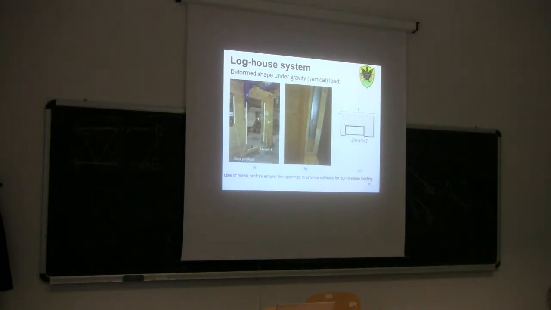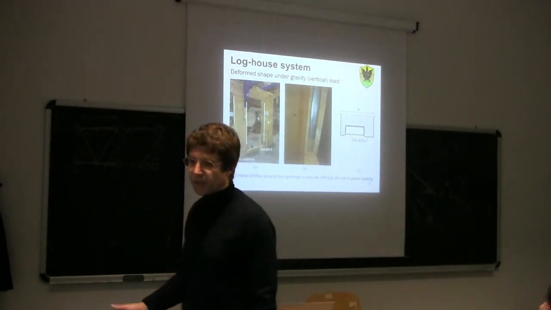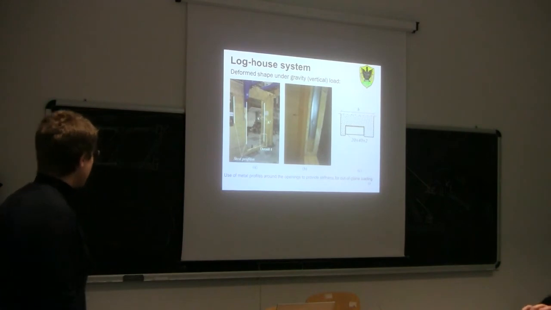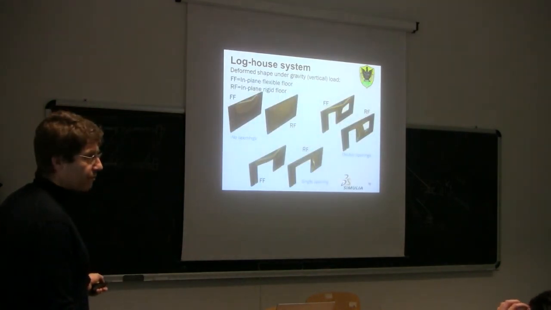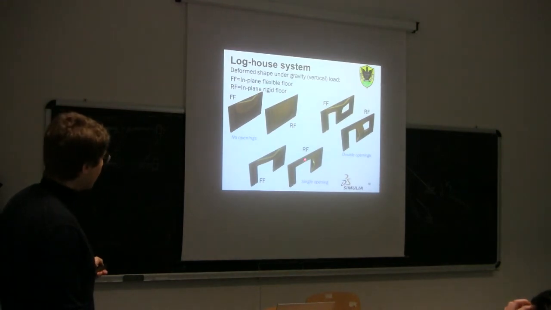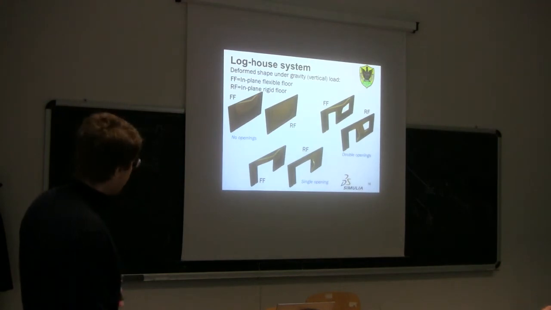So this means that if you remember the formula of Euler, pi squared times E times I divided by L0 squared, if the Young modulus is very low, also the critical Euler load will be very, very low. And then we can expect this kind of failure mechanism. So the failure mechanism under vertical load is flexural buckling, okay? Because again, the Young modulus in this direction is very, very low.